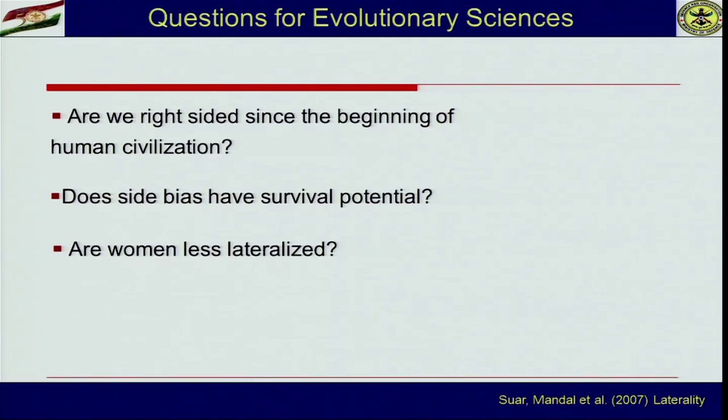Are women less lateralized than men is another question. We have men and women in this world in equal proportions, but is it so that men are more lateralized and women are less lateralized, or the reverse is true? We do not have a very clear answer. We find that for various functions, the laterality pattern differs between men and women. But do these functional biases have certain survival potential, or certain implications for evolutionary sciences?